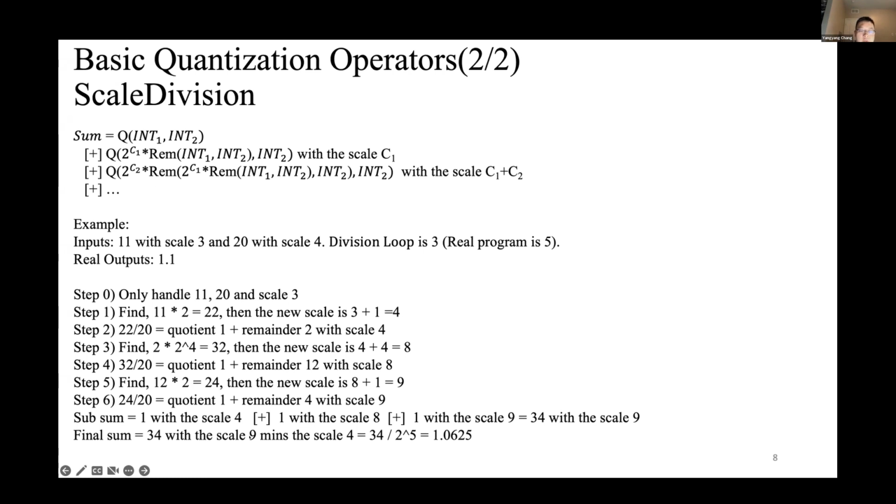Once we add all of them, we get 34 with scale 9. Then we can do the division, because previously we also had scale 4 from the 20. So we do 9 minus the scale 4, and we get 34 over 2 to the 5, which is 32. And the final division number we get is 1.0625. So it's very close to 1.1. But this example only does 3 division loops. In the program, we will do 5.